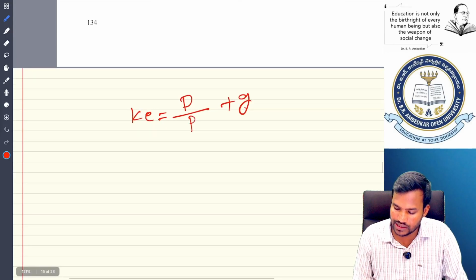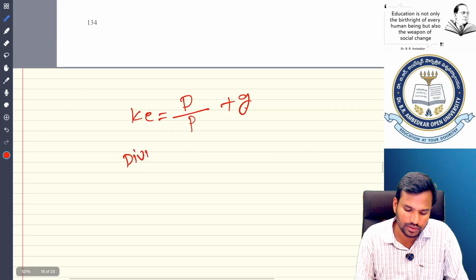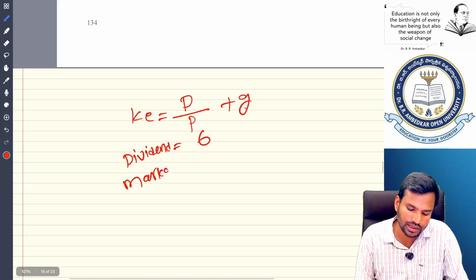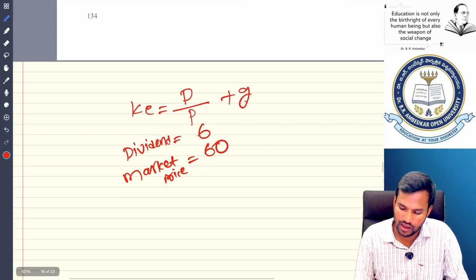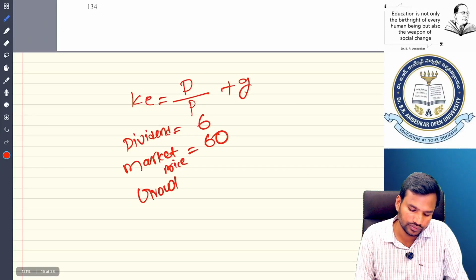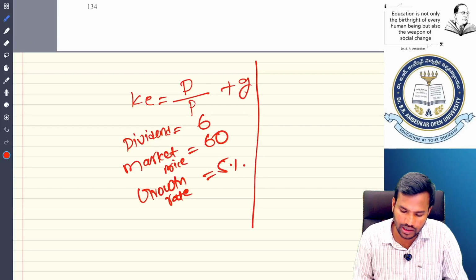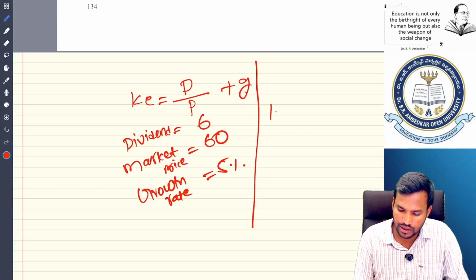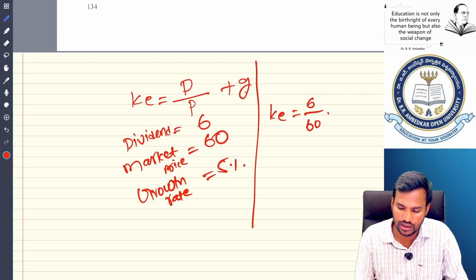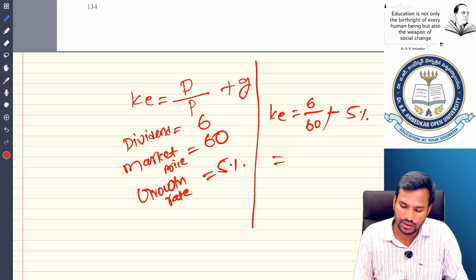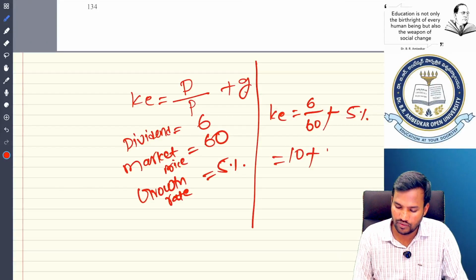Suppose dividend is equal to 6 rupees, market price of the share 60, growth rate of 5%. How can we calculate according to the above method? Simple, KE is equal to 6 by 60 plus growth rate 5 percentage. Then 10 plus 5 percentage, 15 percentage will come.